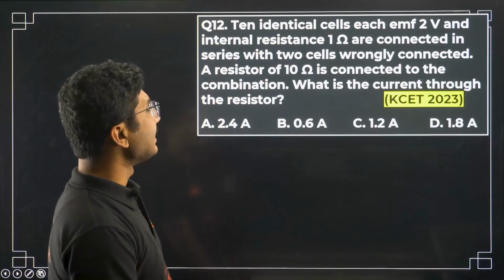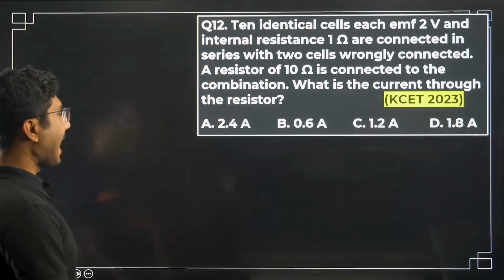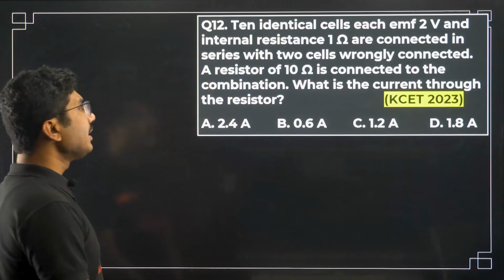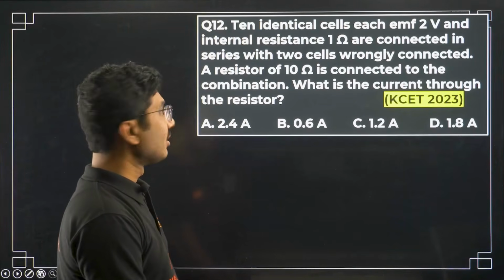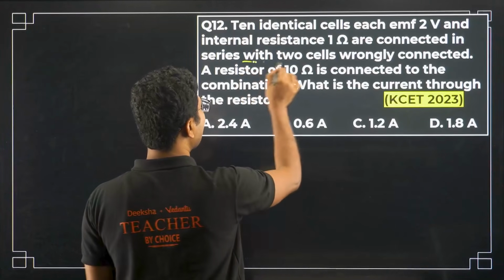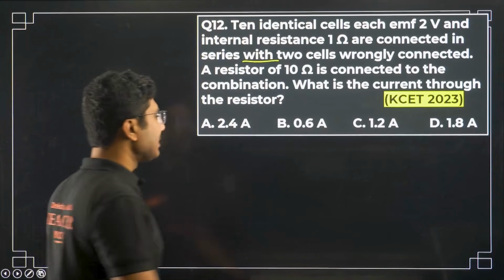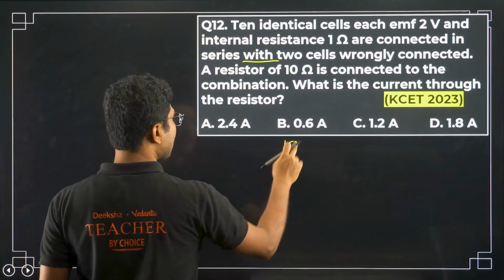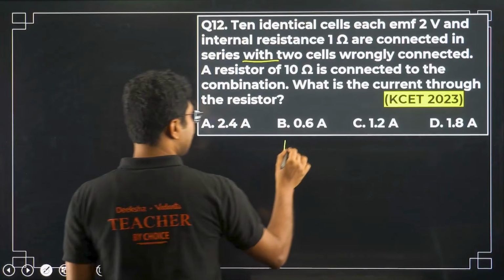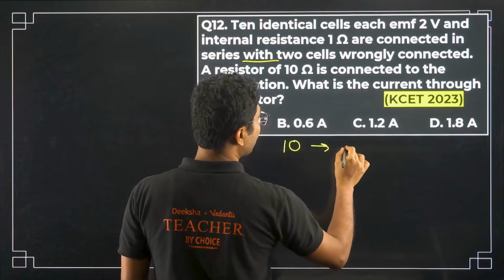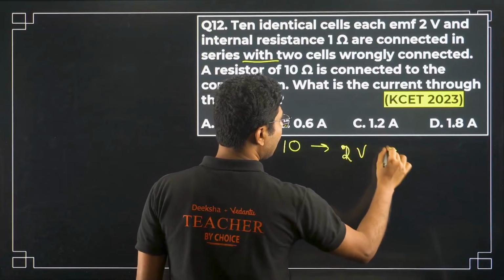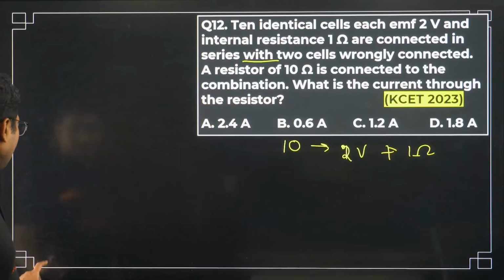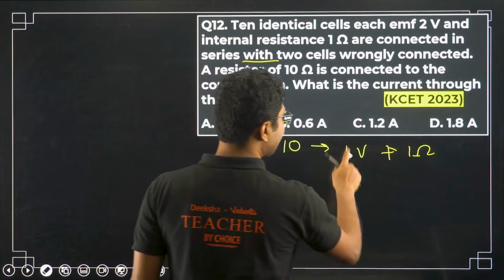10 identical cells, each EMF 2 volt and internal resistance 1 ohm, are connected in series with 2 cells wrongly connected. Actually it should have mentioned that out of them 2 are wrongly connected. So we had 10 cells, each of 2 volt and 1 ohm. 1 ohm is the internal resistance, 2 volt is the potential difference. So this is what is given.